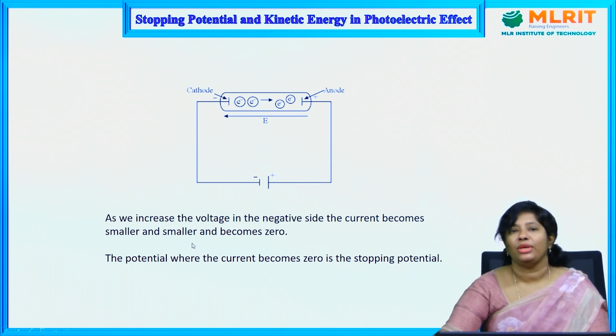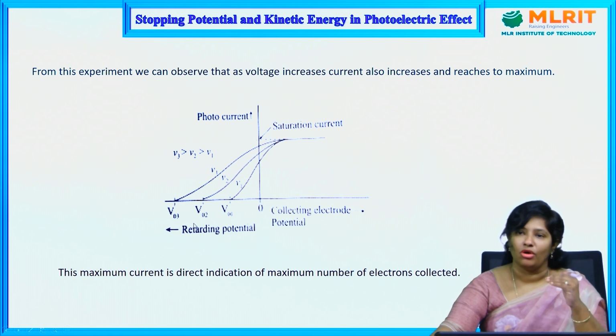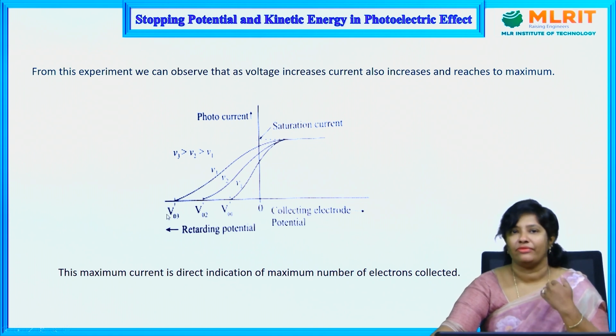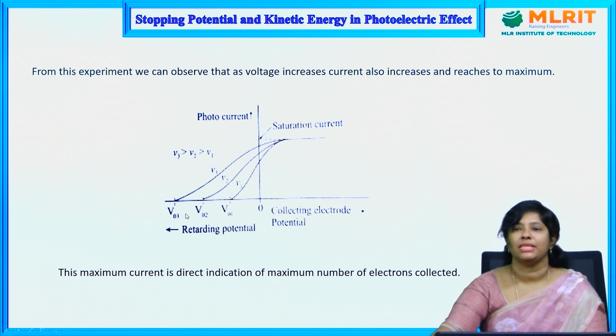See, as we increase the voltage on the negative side, the current becomes smaller and smaller and becomes zero. If we increase the voltage from V0, V1, V2, V3, that is 1 volt, 2 volts, 3 volts, at 1 and 2 volts we have noticed the current becoming small, and at 3 volts we have noticed that the current becomes zero. This particular voltage where the photocurrent becomes zero is called the stopping potential.